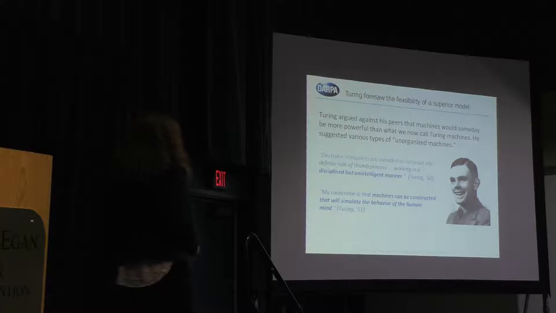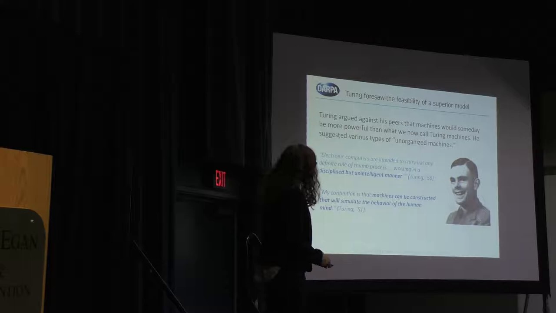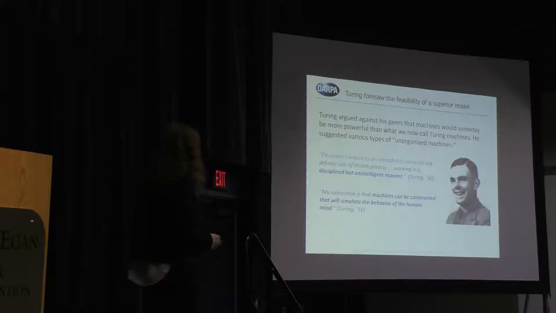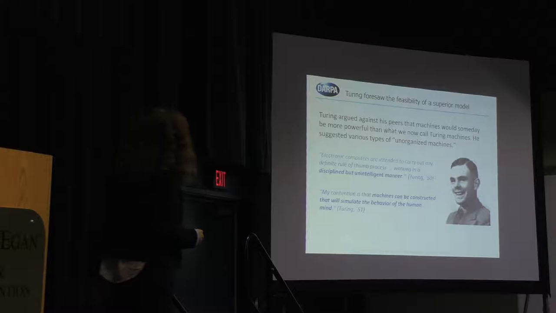Actually, Turing, already as a youngster, argued with his peers that the brain is doing that, and there should be machines that are doing that. He was telling everybody that electronic computers are working in a disciplined but unintelligent manner, and suggested that there would be such machines that would be working like human minds, suggesting his type of neural networks.